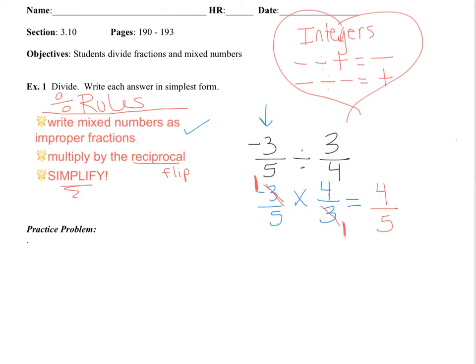Now my integer rule, I don't want to forget that. I had a negative divided by a positive 3/4, and those are different signs, so our answer should be negative. So we have a negative 4/5.